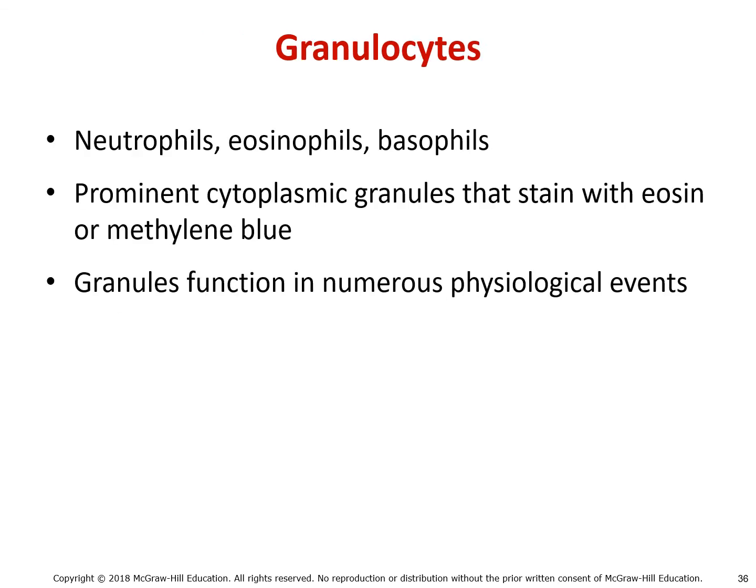So let's start off with granulocytes. Granulocytes are really going to be made up of neutrophils, eosinophils, and basophils. Again, they're called granulocytes because whenever we stain them with eosin or methylene blue, we see the presence of granules. These granules are not consistent, though, across the different types of cells. Each cell will have a different use for their granules.